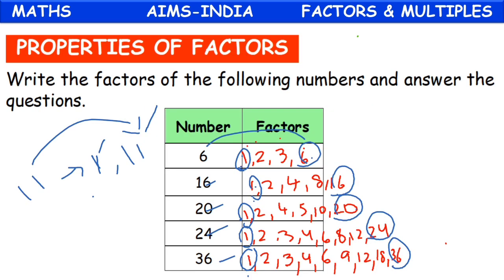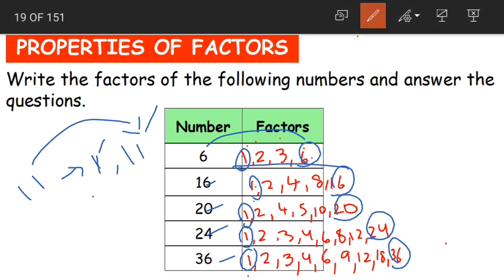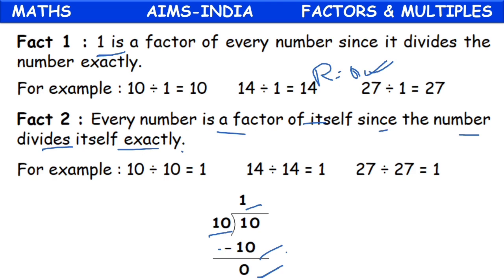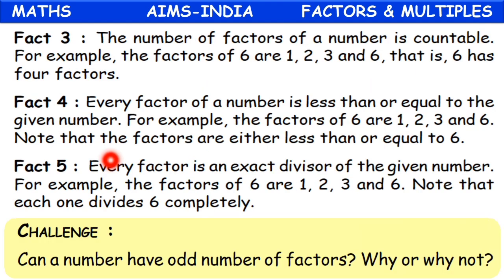What are they saying? We have listed down all the factors of the given number, right? So can we count how many factors each number has? Yes, 1, 2, 3, 4. 6 has 4 factors. 1, 2, 3, 4, 5. 16 has 5 factors and so on. So what can we say? We can exactly count the number of factors each number has.